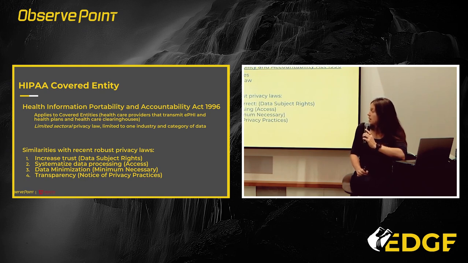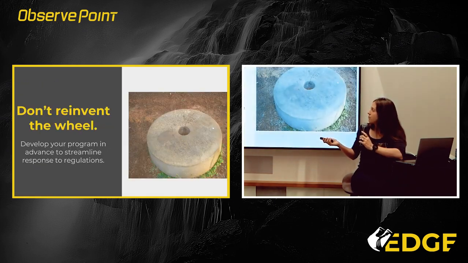Transparency, so letting your data subjects know what they can expect, how their data is being used and how they can access it. And also breach notification and portability of data. All of these are appearing in privacy laws that are robust, in the GDPR and California's laws, and they existed in HIPAA as well. So a final note before we dive into the framework.